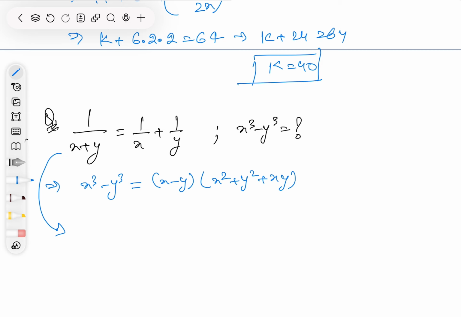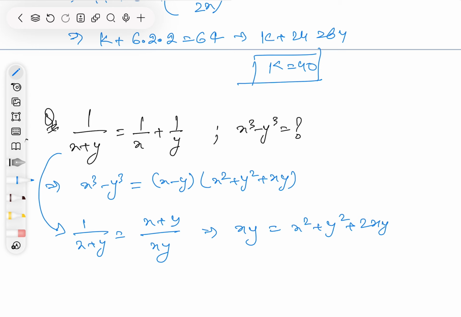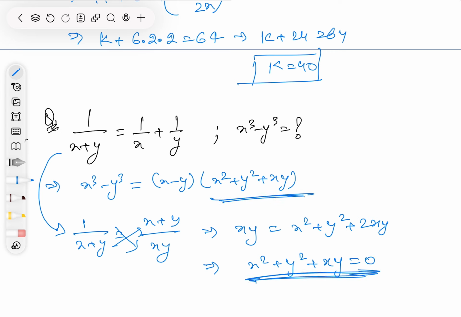Now let's expand this a bit. So 1 upon x plus y, and this can be written as x plus y upon xy. Yes. And this can be written as xy equals to x square plus y square plus 2xy. Cross multiplication. And this, if you see, can be written as x square plus y square plus xy equals to 0. So this is 0. This is 0. So that means x cube minus y cube equals to 0.